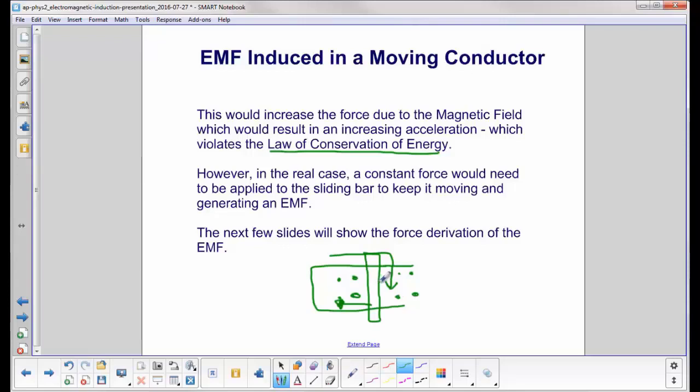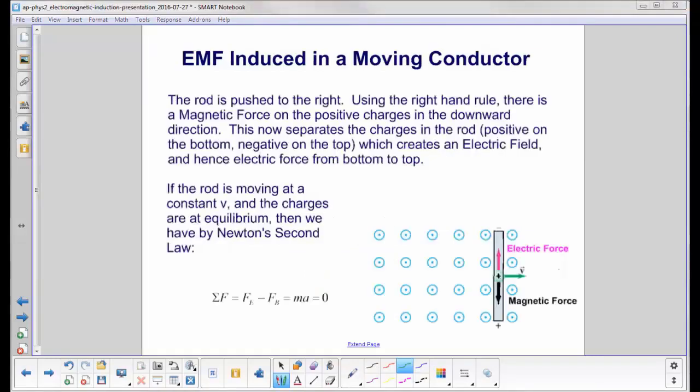So if you wanted to keep this bar moving and generating a current, you would need to apply a constant force to the bar. You would have to keep pushing it so you could generate the EMF. The next few slides will go into this force derivation of the EMF, a different way of looking at it, and with any luck we'll get the same answer as the BLV that we just did.